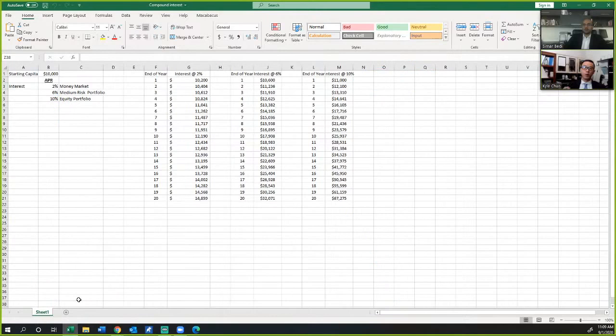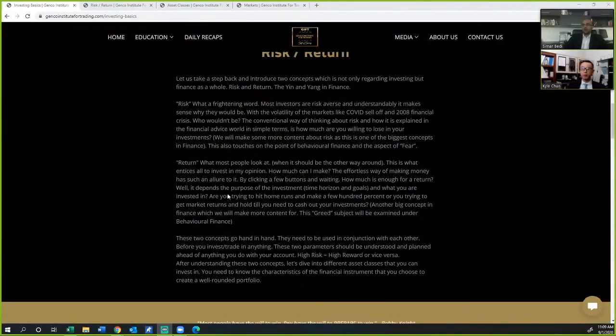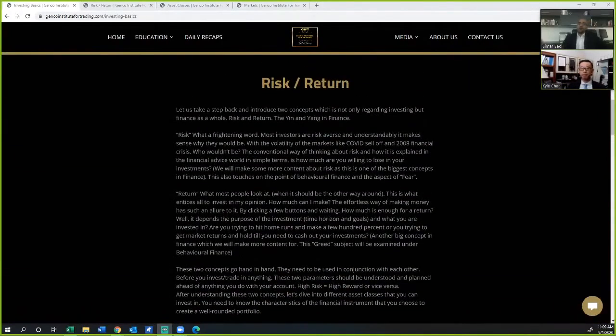Now, me saying this brings up the risk and return concept that I'll let Simmer take over here and explain in greater detail. So the risk and return is one of the biggest concepts in finance. It's the yin and yang of finance. It's how much you can risk, how much you're willing to risk, what your return can be, and how big your return can be. Risk usually frightens off people.